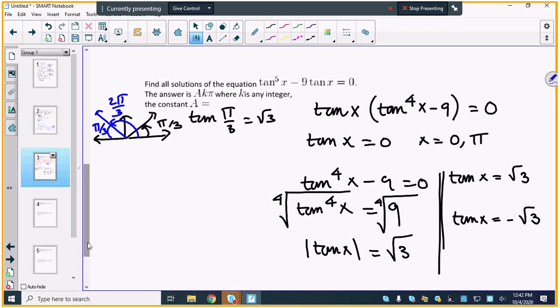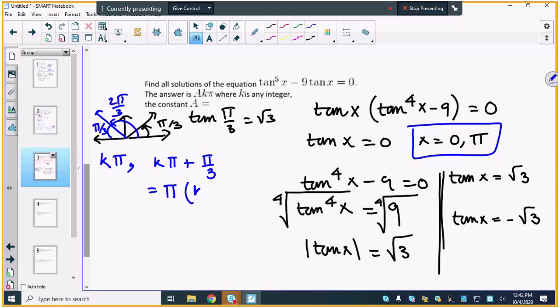So how do I write my solutions? Remember, the first solution that we will get, that will be from tangent x equal to 0. So this is the integer multiple of pi. So I will say my solutions are k pi, that's one of the solutions, or my solutions are k pi plus pi over 3, that's in the first quadrant when tangent is positive square root of 3. So this one you can write as, if I factor out the pi, I can write it as pi times k plus 1/3, or I can get the solution as k pi plus 2 pi over 3. And again, I can factor out the pi and get my solution as pi times k plus 2/3.